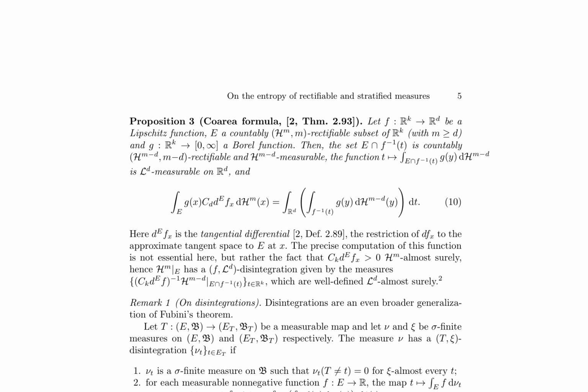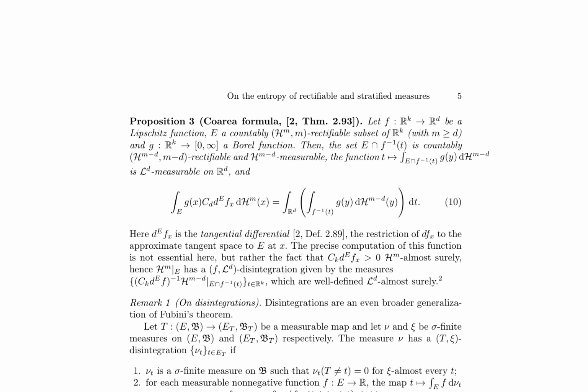The concept of rectifiable and stratified measures is central to geometric measure theory. It begins with the coarea formula, a fundamental tool that states for a Lipschitz function f: R^k → R^d, a countably H^m rectifiable subset E of R^k, and a Borel function g: R^k → [0, ∞], the set E ∩ f^{-1}(t) is countably H^{m-d} rectifiable and H^{m-d} measurable. This formula is crucial for understanding the properties of measures and their applications.